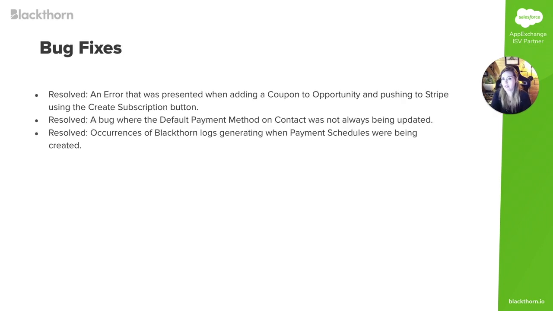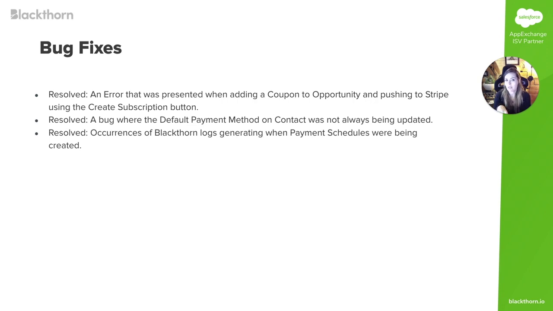So our last topic is going to be bug fixes that we've included in this latest version. The first is related to our Stripe billing integration and creation of subscriptions from opportunities. So in prior packages, if you included a coupon on the opportunity, that's the coupon lookup field on the opportunity, and then you used our create subscription button on the opportunity, you'd see a null pointer error, preventing you from being able to push that subscription from Salesforce to Stripe. This has been resolved in the November release.